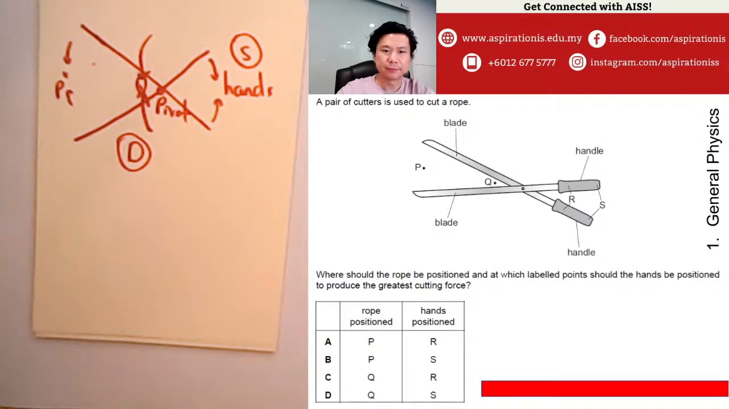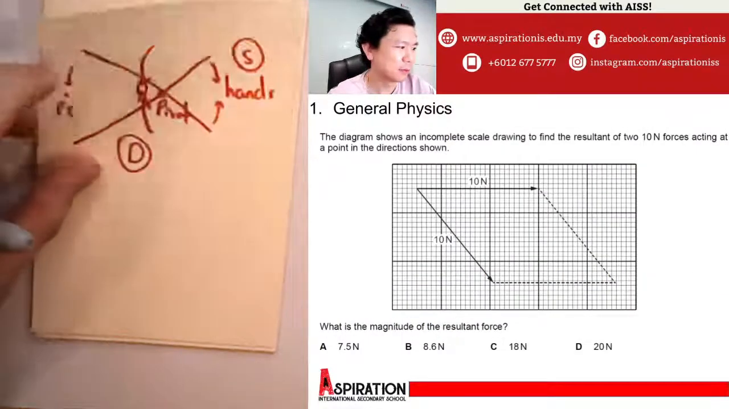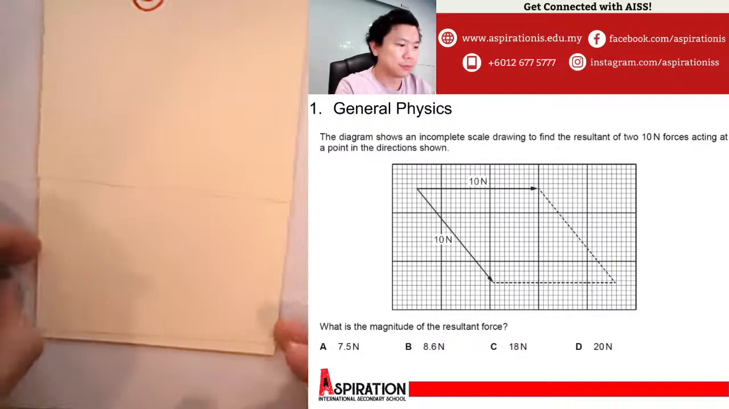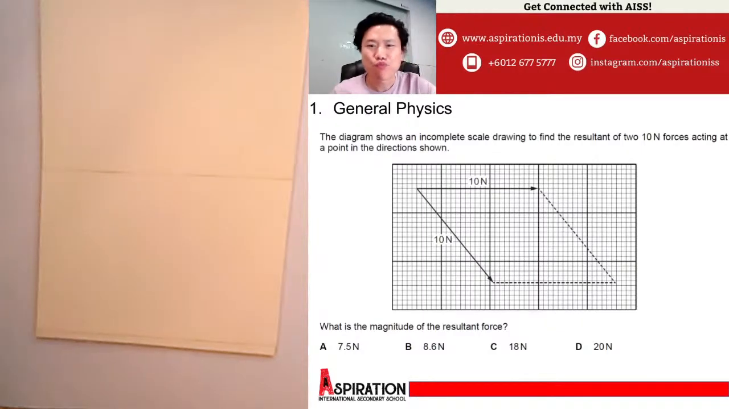Moving on. One of my favorite questions. What do you think?